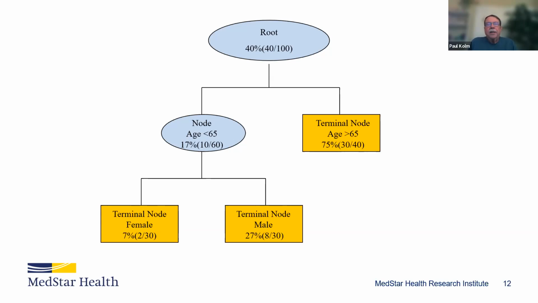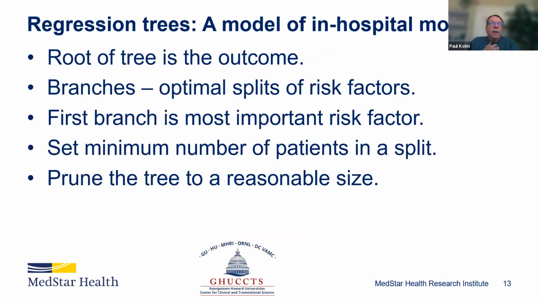But this is what our tree is essentially going to look like. And so we can put any number of variables in our regression equation. Basically, what the regression trees are going to do is create branches which are optimal splits of risk factors. And the first one is going to be the most important risk factor. In other words, it's the variable that gives you the largest difference between our subgroups, or makes subgroups that are as different as possible between those that experience the outcome.